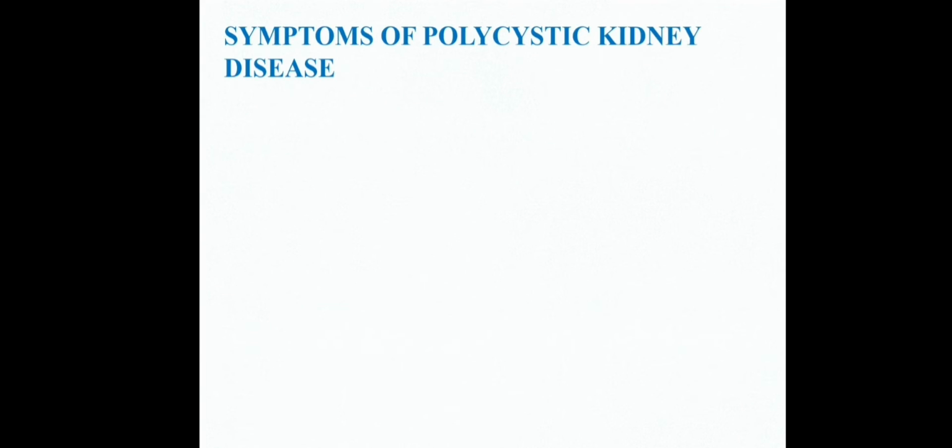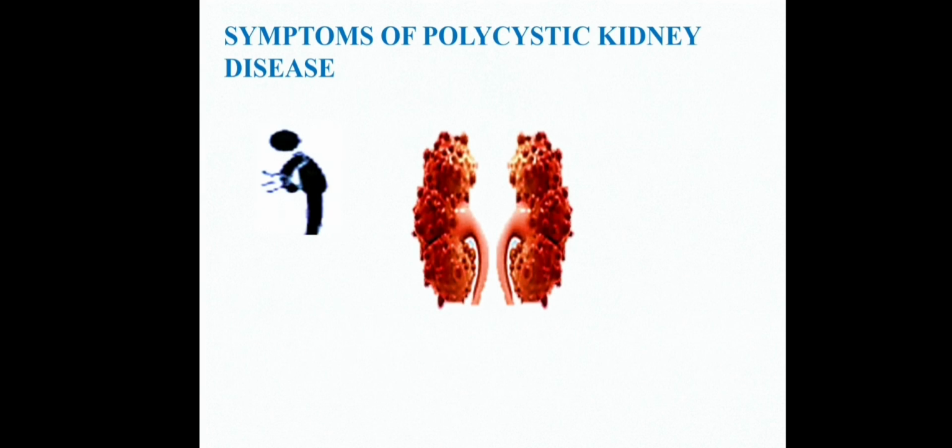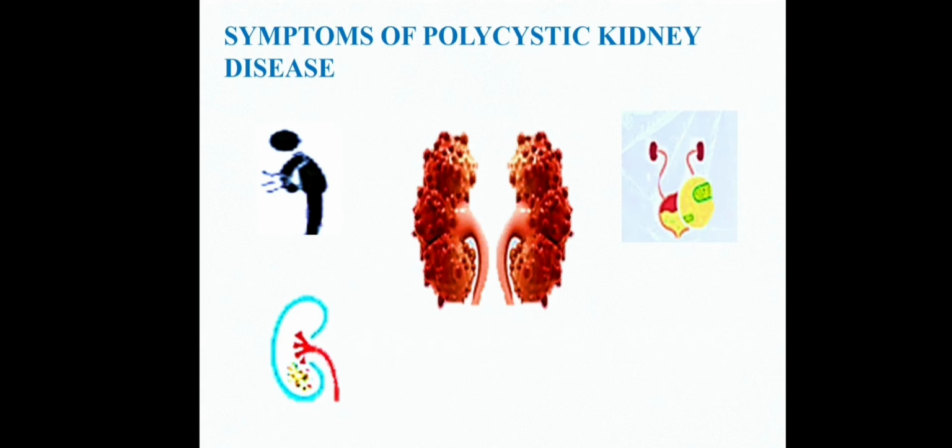Symptoms of polycystic kidney disease. It includes high blood pressure, back or side pain, blood in urine, headaches, kidney stones, kidney failure, urinary tract or kidney infections.